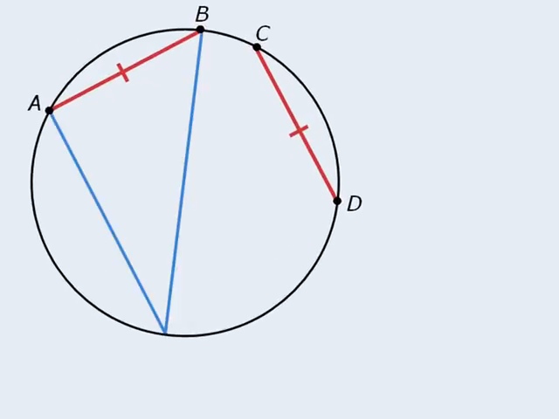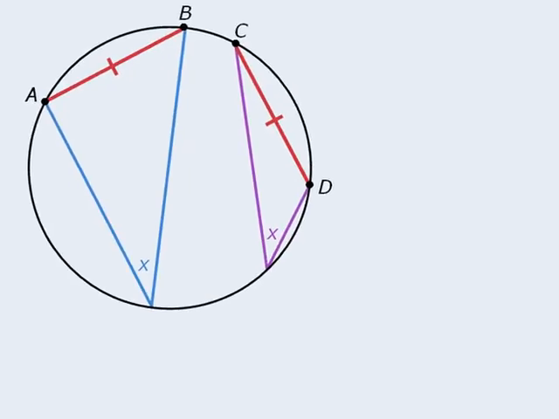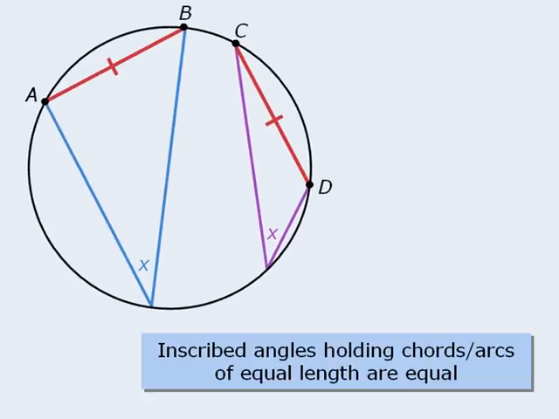The next property involves chords of equal length. If one inscribed angle holds one chord, and another inscribed angle holds this other chord, then both inscribed angles will be equal. The property can be summarized as follows. Inscribed angles holding chords of equal length are equal.